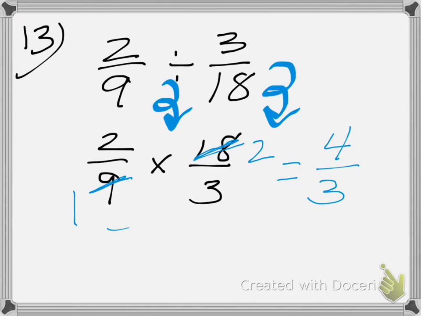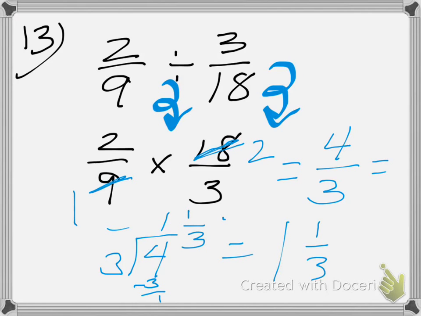And a fraction is a division problem. So 4 divided by 3 is 1, and that's going to leave us with 1 remaining, and 1 1/3. So 4/3, 3/3 is 1, and we have 1/3 left over.